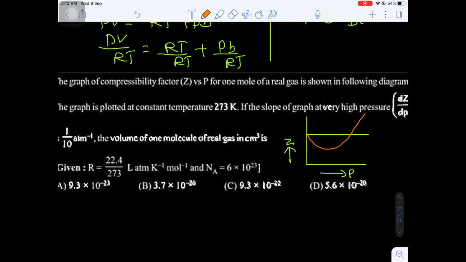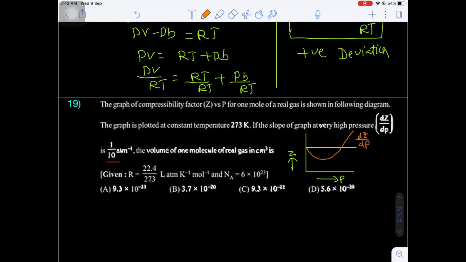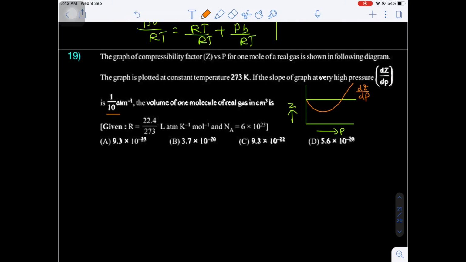At high pressure, what is the slope of the straight line? dZ by dP is given to you as 1 by 10 atm inverse. Then calculate the van der Waals constant, and calculate the volume of the 1 mole of a real gas. Are you getting my point?